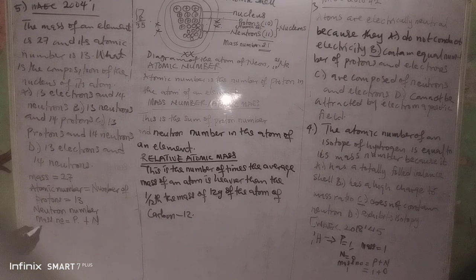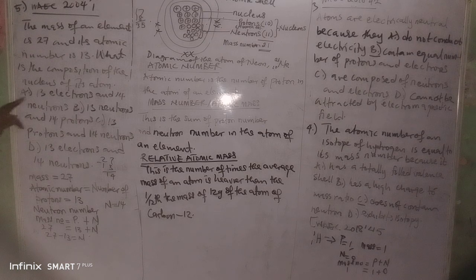What is the mass number here? 27 is equal to the proton number, 13, plus the neutron number, which is not known. So take this 13 to this side: 27 minus 13 equals the neutron number. Take 3 from here, you have 4. Take 1 from here, you have 1. That's 14. So n equals 14. The nucleus contains 14 neutrons and 13 protons.